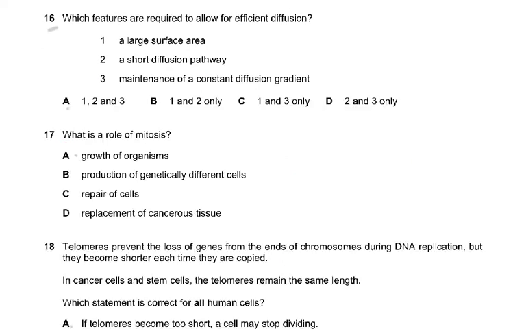Now coming to question number 16, which features are required to allow for efficient diffusion? A large surface area, yes. A short diffusion pathway, yes. Maintenance of a constant diffusion gradient. These are the points in your book. So the answer is A to this. Large surface area means a cell with this surface area, then a short diffusion pathway, the capillaries are here, and they're going to be a quick diffusion pathway, and a maintenance of a concentration gradient. It's always 100 outside and 10 inside, and it's continuously being maintained like this. So the diffusion gradient is going to be there all the time. So this is the reason why all these three were correct.